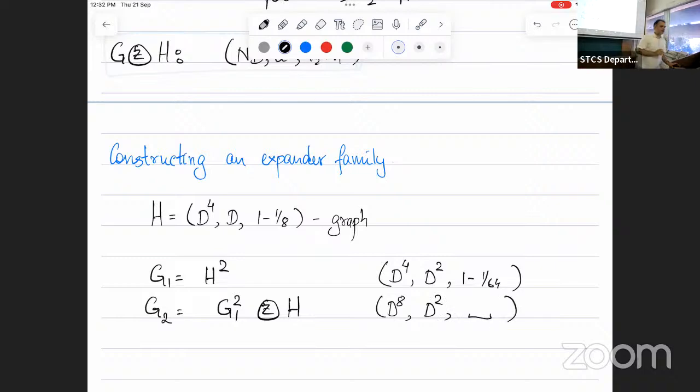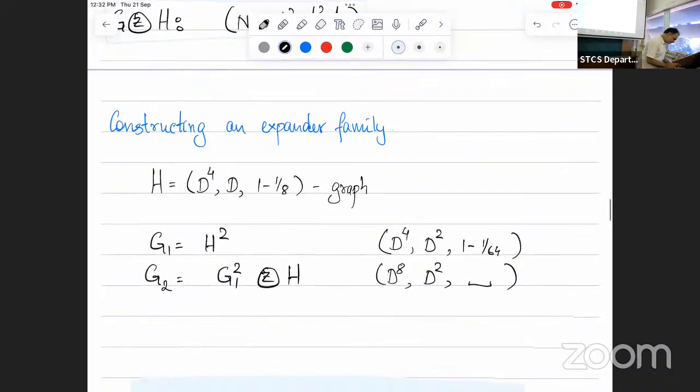I'm confused. G1 squared has d power 4 vertices, and it actually has degree also d power 4. So at the moment it looks bad, but it is not necessarily. No, I was just thinking, is it the J graph? Yeah, it could be a multigraph. I don't know what H is. I mean, this is just a generic recipe. Yes, there may be self loops and whatnot.